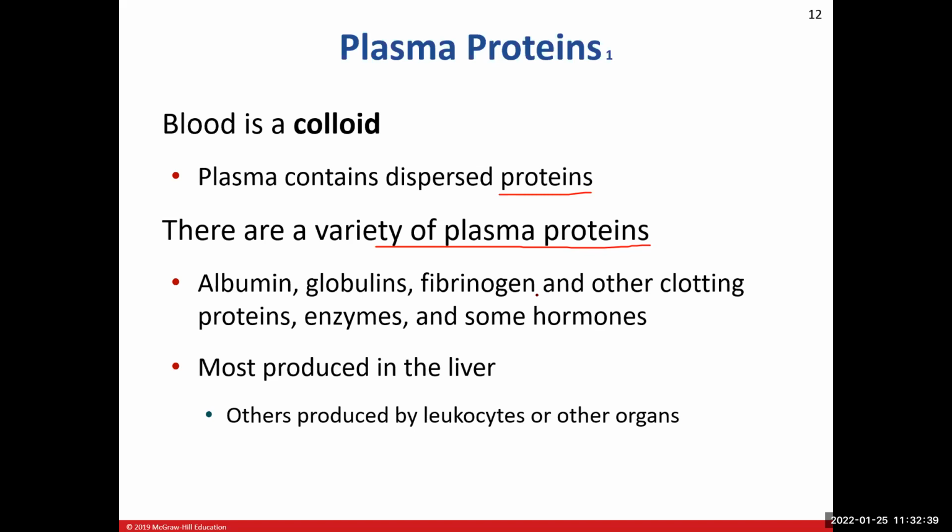Now, predominantly, most of these are made in the liver. So a lot of times when you get your blood results back, and they're looking at the albumin, if albumin levels are low, that's not the only thing they do to assess the health of the liver, but if the albumin levels are low, then we start to think, okay, there could be a problem with the liver. So we have to keep that in mind. But most of these plasma proteins will be produced by the liver.